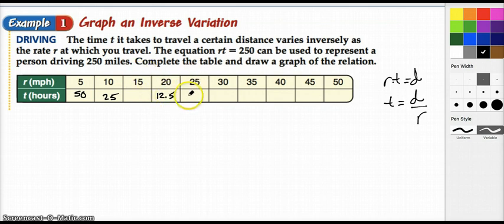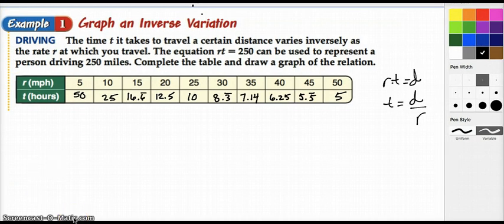Divide 250 by 25, you're going to get 10. Divide 250 by 30, that's a little hard for me. 40, 50, divide 250 by 50, just bear with me, chavalitos. And you're going to get 1, 2, 3, 4, 5. So I'm going to go ahead and get a calculator to give me the other values real quick. And there they are. And we can see, as one increases, the other one decreases.